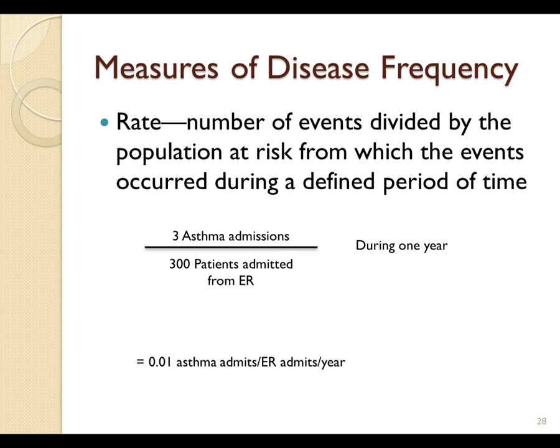Rate adds the element of time. So we have the number of events, 3 admissions to the emergency room for asthma, over the population at risk, which is the 300 patients admitted to the emergency room, over the course of 1 year, which gives us 1% of asthma admissions per ER admissions per year.